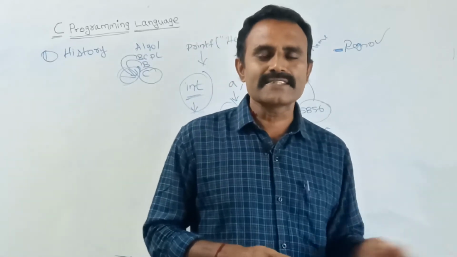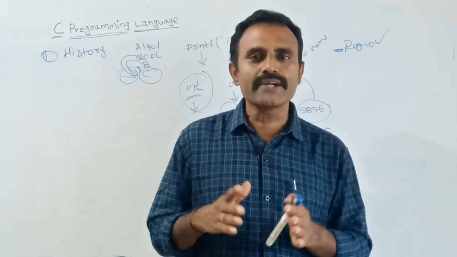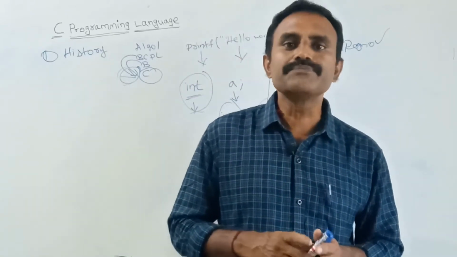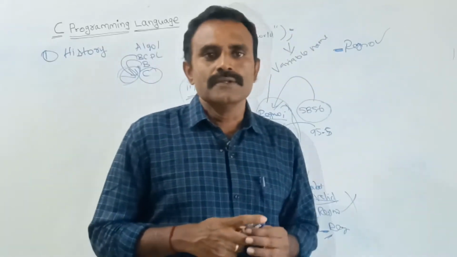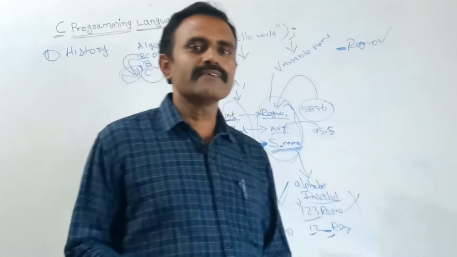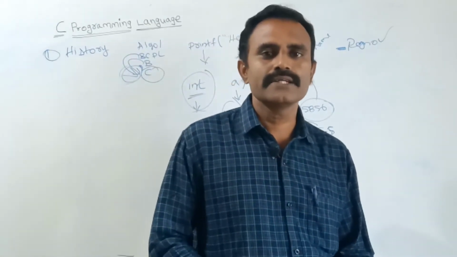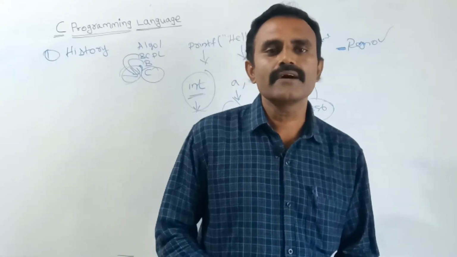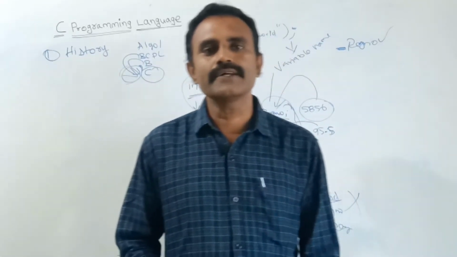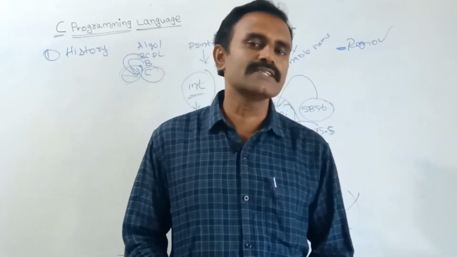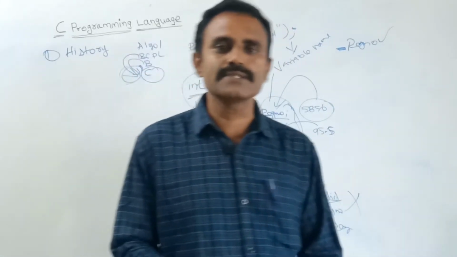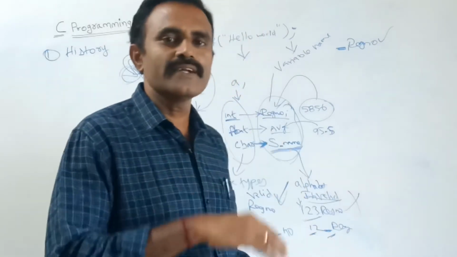Next, let us see what operators we are going to use in the C programming language. There were 7 types of operators in C programming language. The first one is arithmetic operator, then relational operator, bitwise operator, logical operator, conditional operator, and special operators. Let us see one by one.